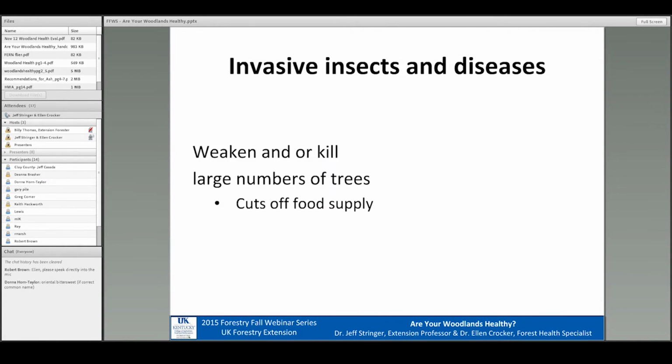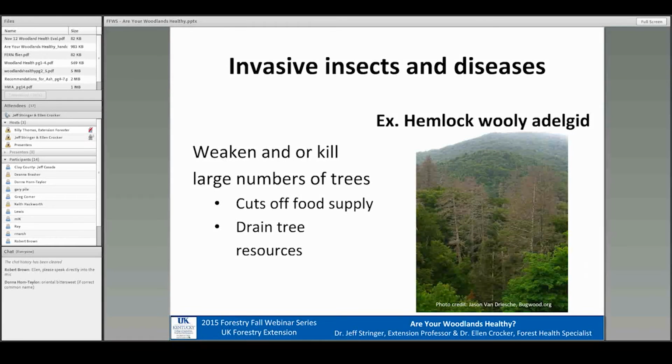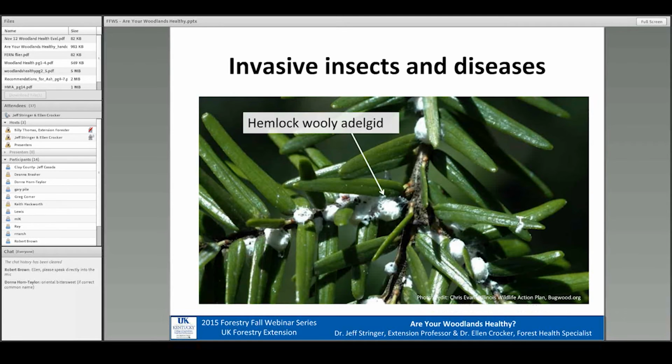So in addition to these invasive insects and diseases cutting off the food supply, they can also drain tree resources. And that's what's happening with the hemlock woolly adelgid. It's another insect, but unlike the emerald ash borer and some of the other invasive beetles, where the larvae are causing the problems, with the hemlock woolly adelgid, the adults actually feed on the tree and drain its resources. Here you can see those fuzzy little white things are the hemlock woolly adelgids, and they're draining the resources. They're also injecting some toxins into the tree and killing those hemlocks.